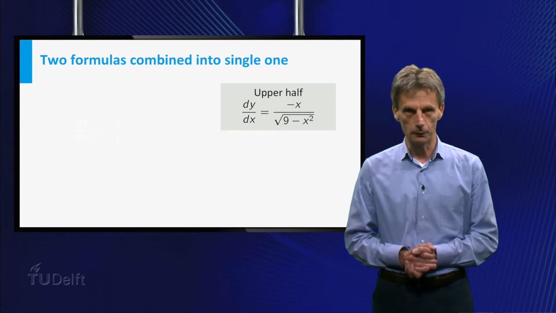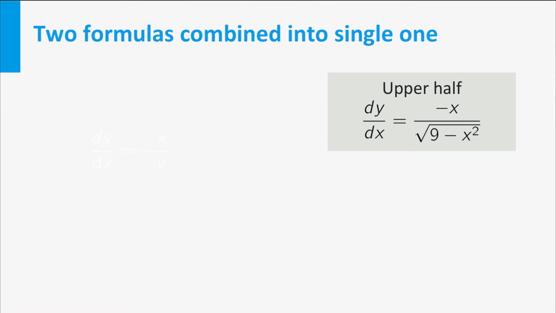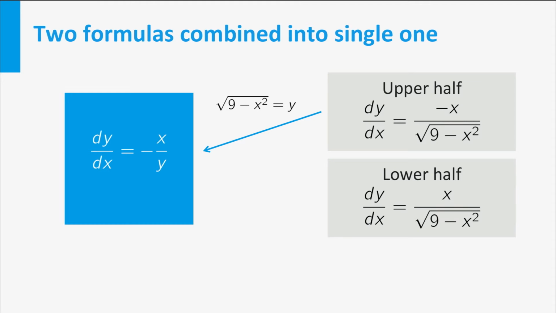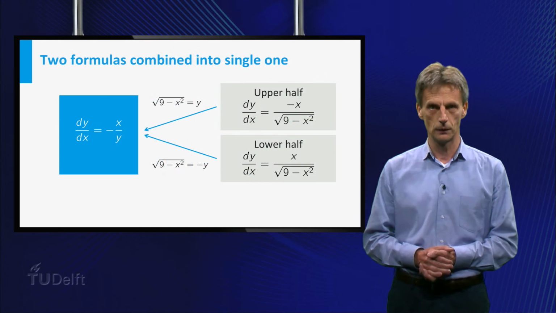Pay attention now. Since the square root of 9 minus x squared is equal to y for the points on the upper half of the circle, the derivative for points on the upper half can be written as minus x divided by y. This formula holds as well for the points on the lower half of the circle, because in those points the square root of 9 minus x squared is equal to minus y. So we have a single formula for the derivative which is valid for all points on the circle.